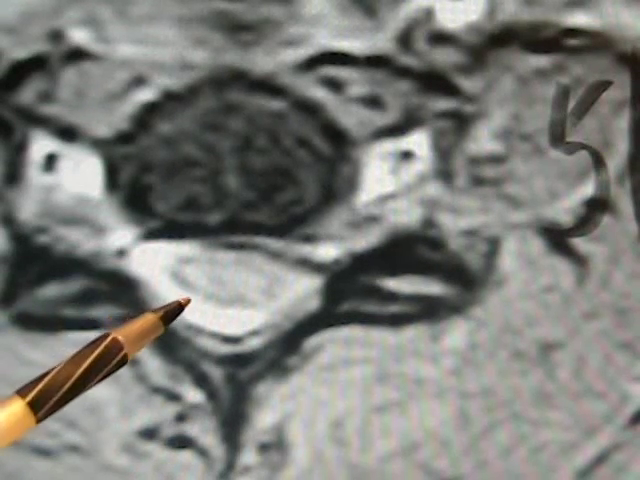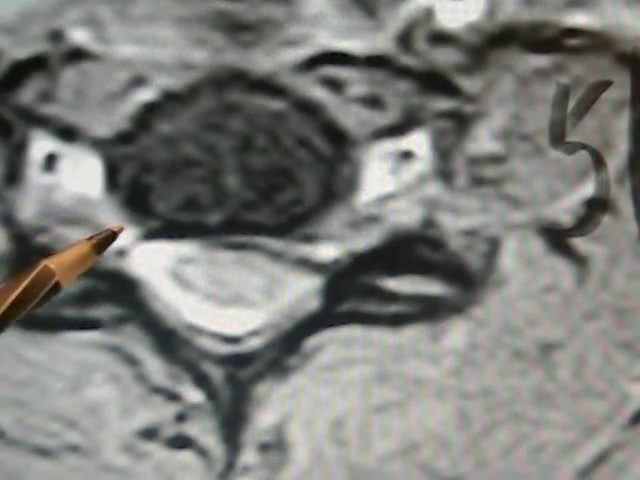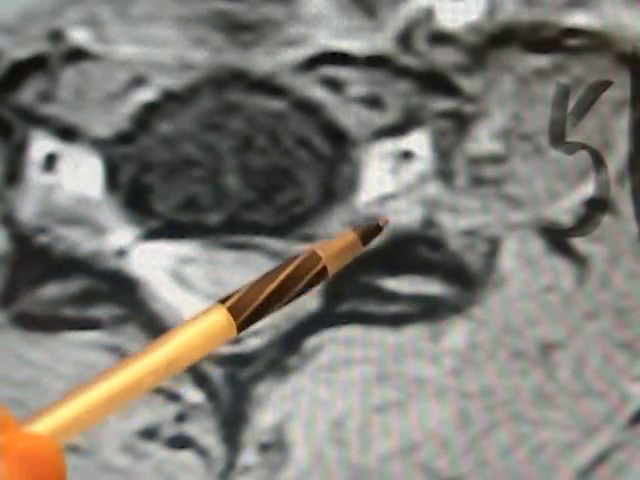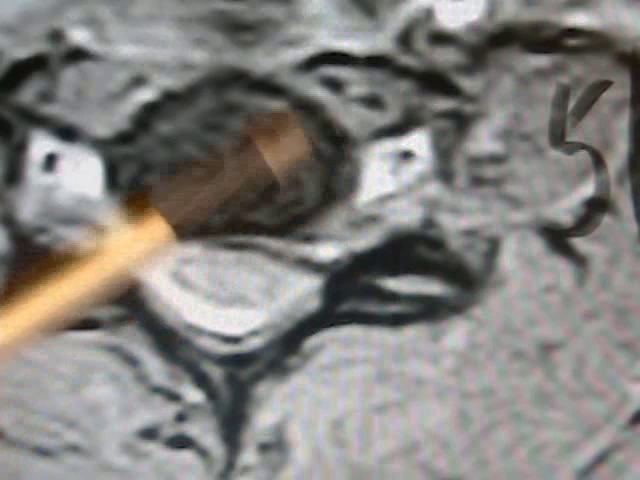This is an axial picture at the C5-6 level, demonstrating a normal hole where the nerve exits on this side, and over here there's a grayish material that's filling the canal where the nerve passes. This would compress the exiting nerve root and give radiating pain down the arm in the distribution of that nerve root.